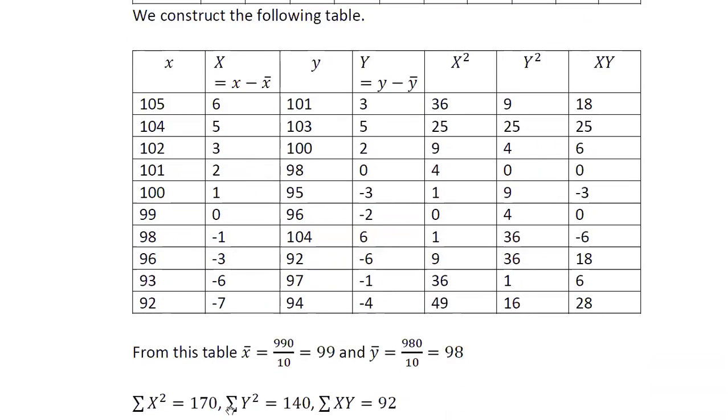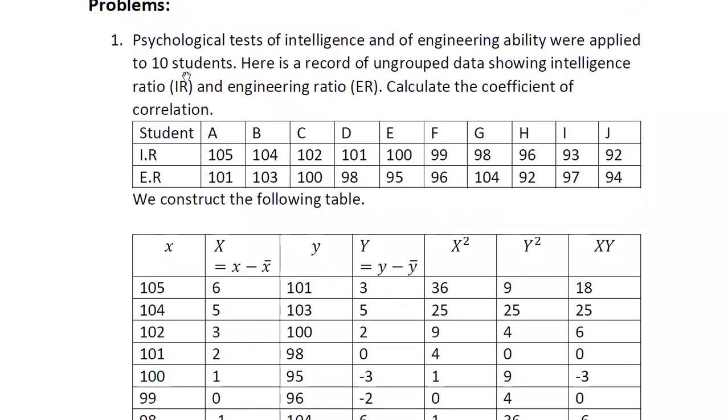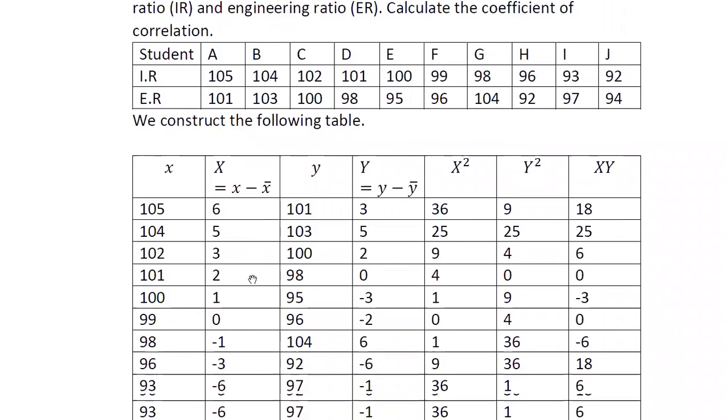How do you get the value of x bar? X bar is equal to summation x divided by n. So add all these values of x divided by n. N is the given set of values. Total there are 10 values here. In the question itself they have given 10 students. So n is 10 here.